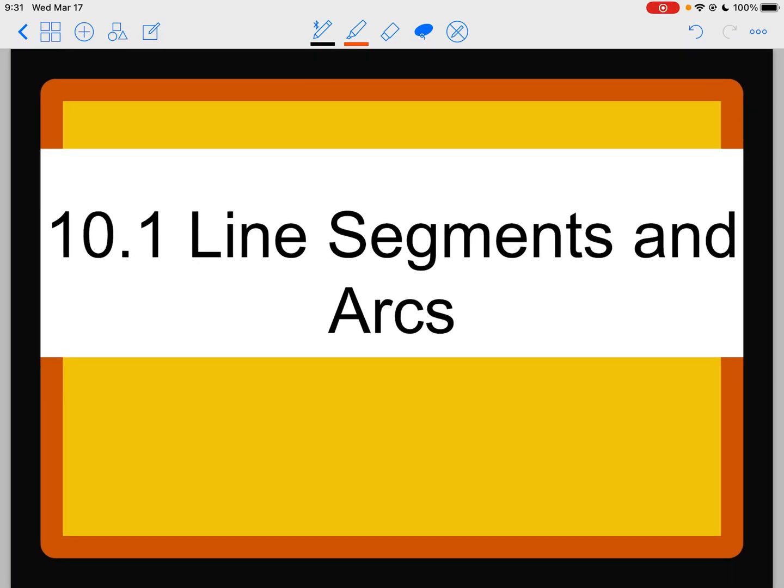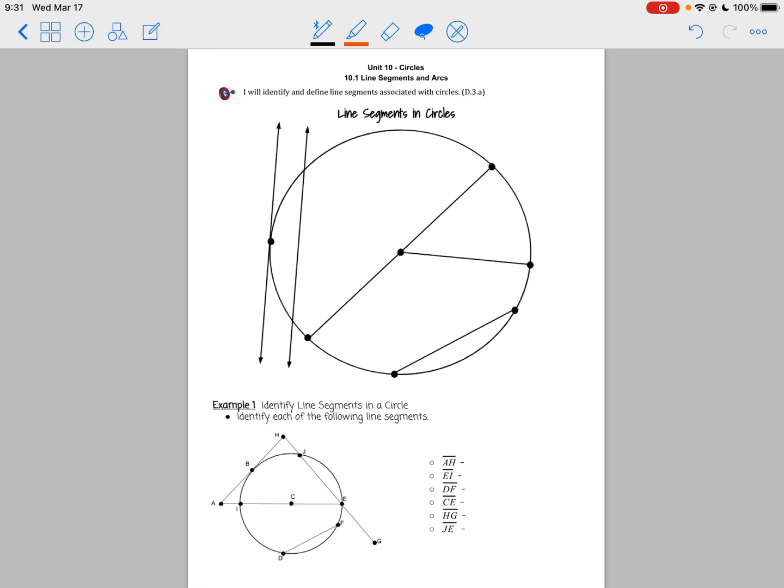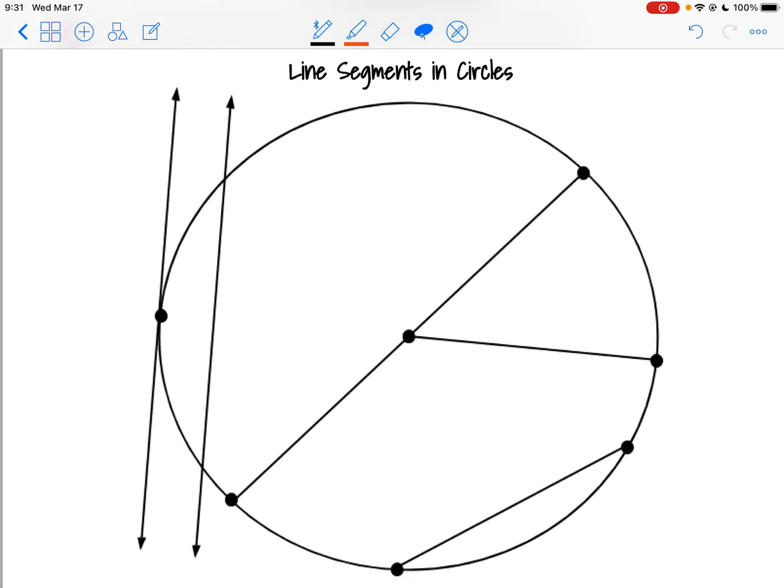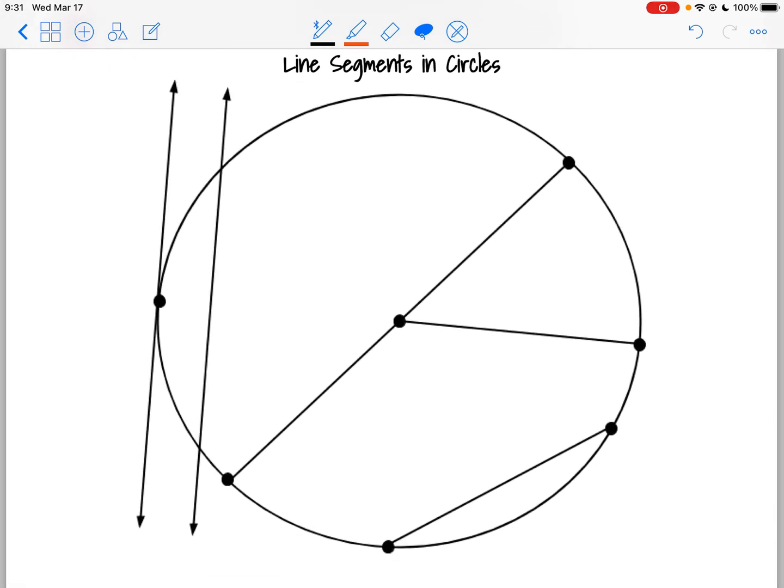In this lesson, we're going to talk about some of the vocab that has to do with circles in terms of the line segments and arcs that exist in the circles. So starting off with our line segments, there are several segments. Some of them you are probably familiar with, but some of them you might not be.